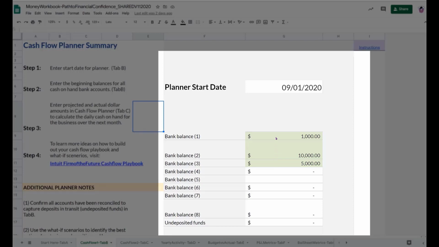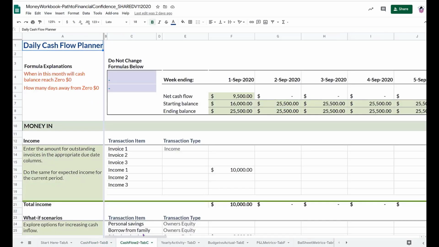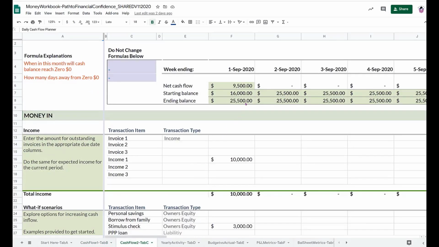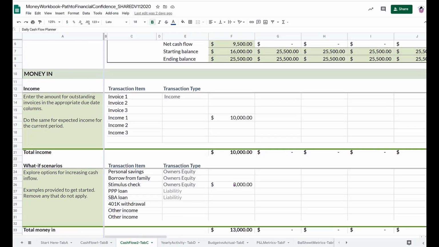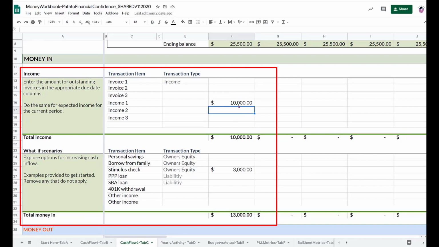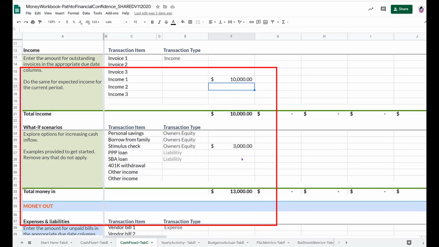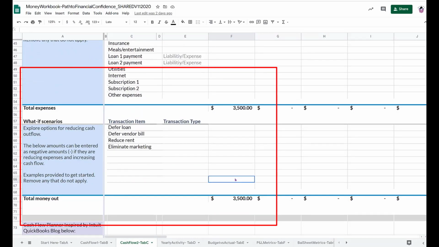This is where you're going to put in all of the cash on hand as of a specific start date. From there, you're going to move on to the cash flow planner, which is going to start with a balance of either 0 if you have no cash in the bank or whatever that dollar amount is. And then you start entering the scenarios of the money in, so what you expect to come in as money in, which includes income and other types of money in, and then your expenses out under money out, including other types of money out scenarios.